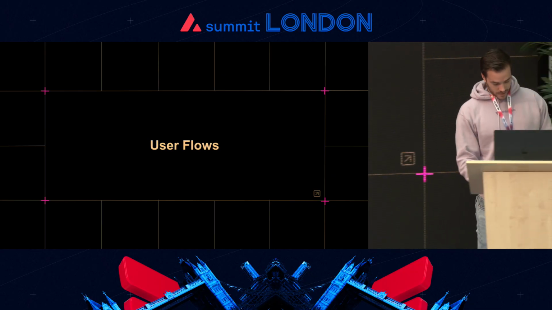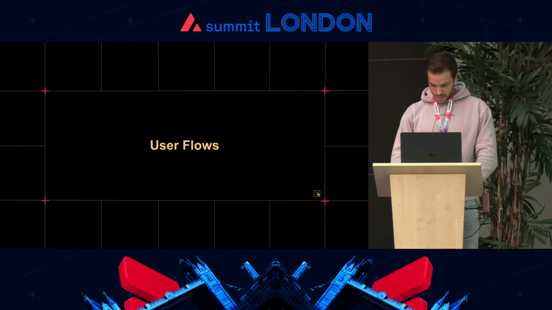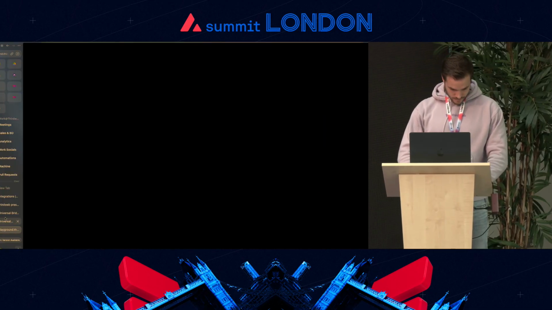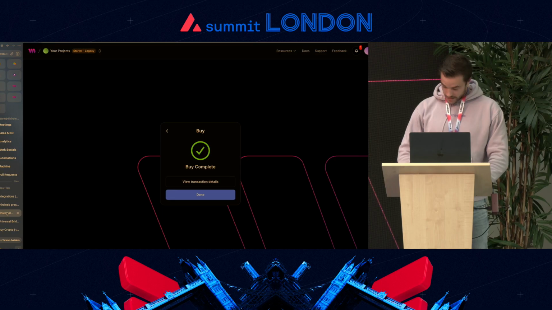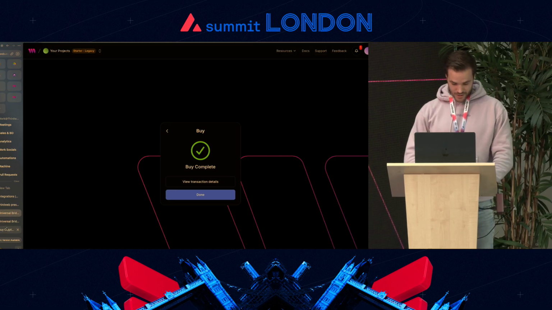And there again, quickly switching over to my browser. In the meantime, we can see that the transaction actually completed. So that was a real demo.